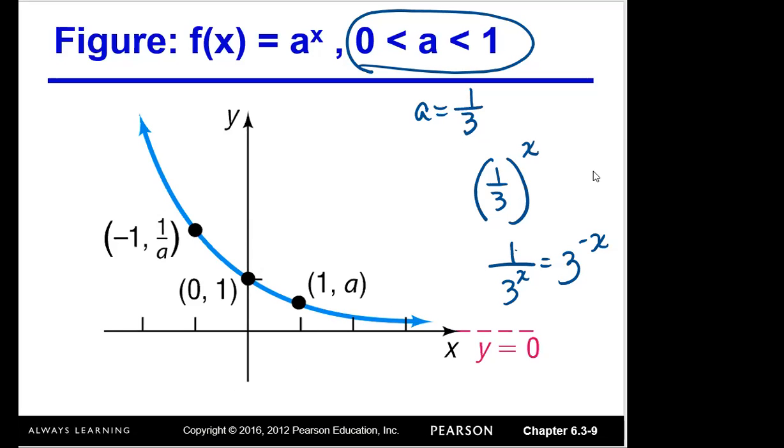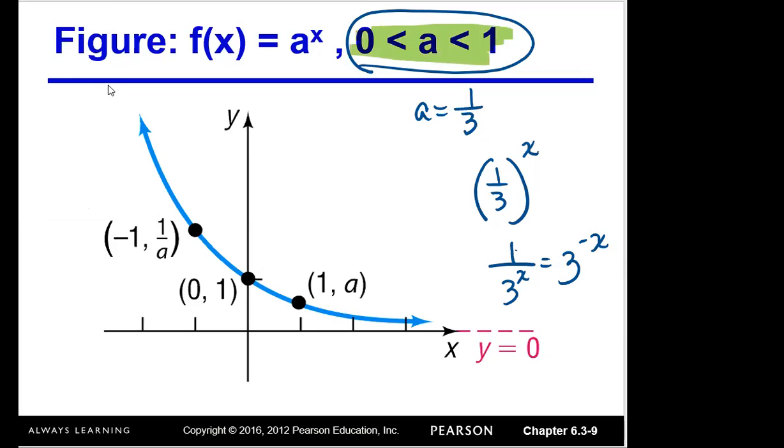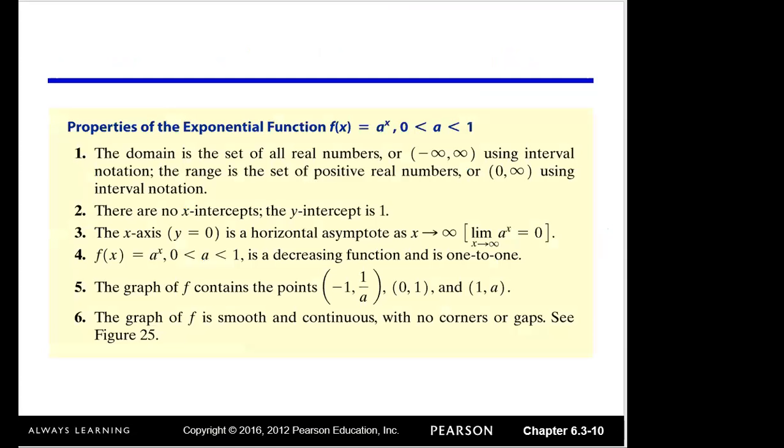So it can either be that a is between 0 and 1, or you've got a negative exponent. Because some of the matching graphs we have to do won't have bases that are fractions. They'll throw in the negative exponent. So I had to kind of explain it here. That's what happens on the negative exponent. And then here's all the same properties as before. So you can read that at your leisure.